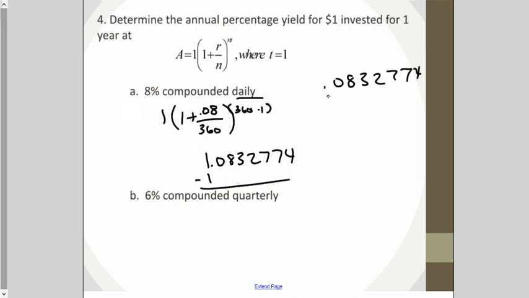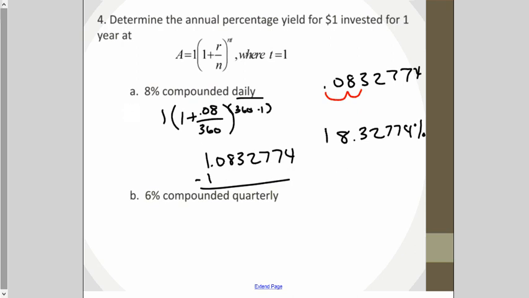To try to write this as a percent, we would go 2 places over. And that gets me 8.32774%. Okay? Now, that means if someone were to offer you paying you interest 8% compounded daily for 1 year, or if they said, you know what, we don't do compounded interest here, we just pay simple interest.